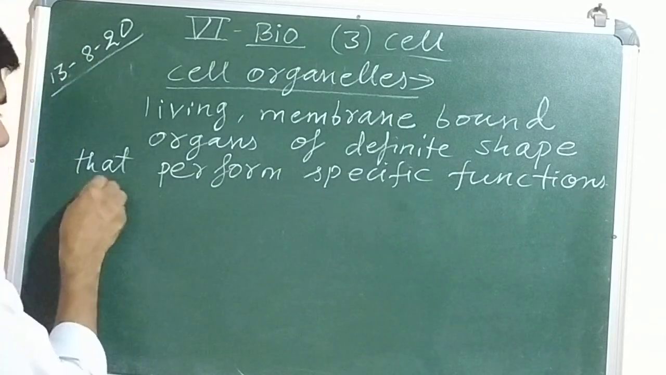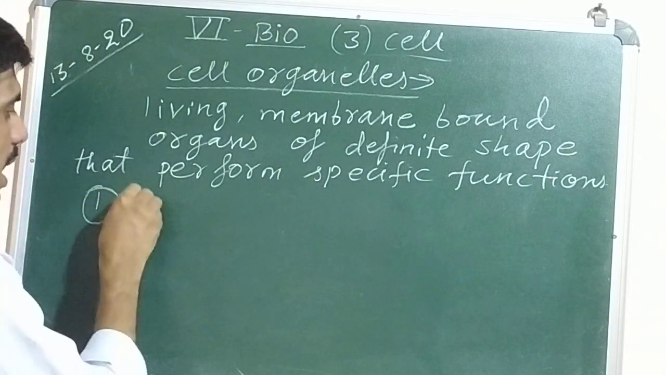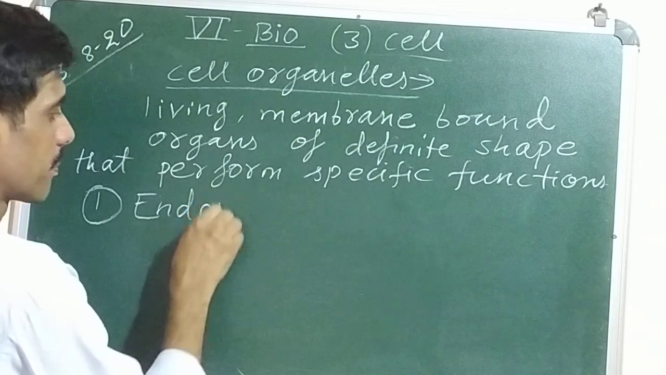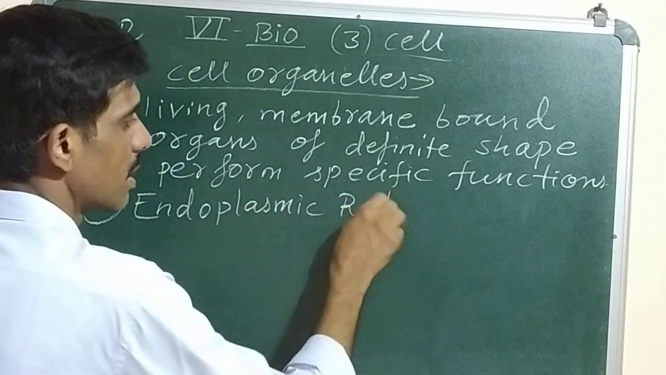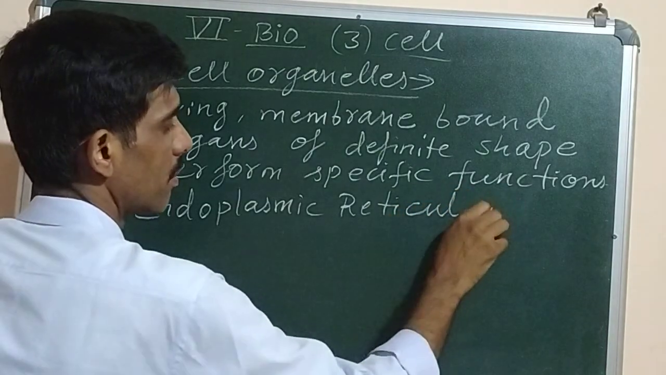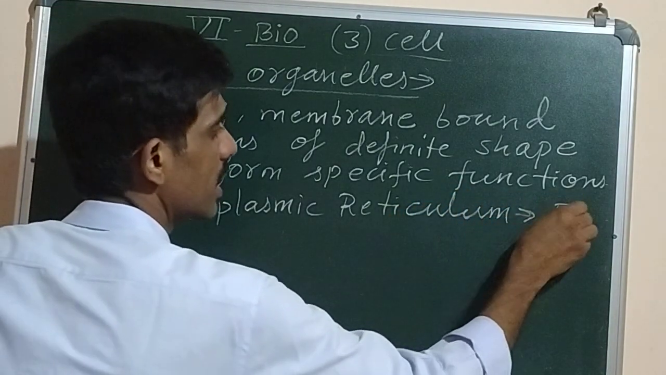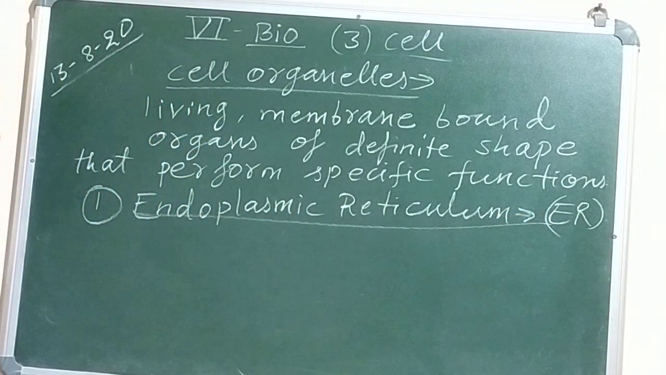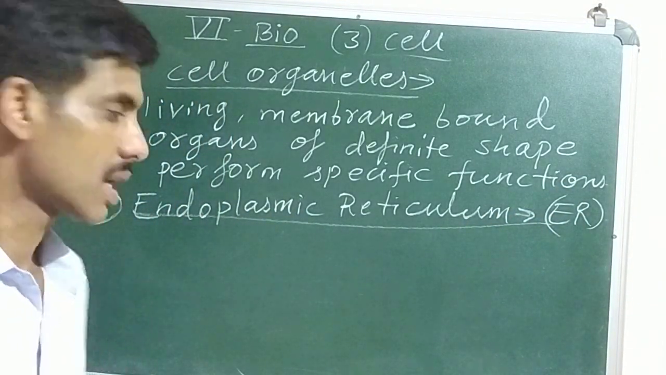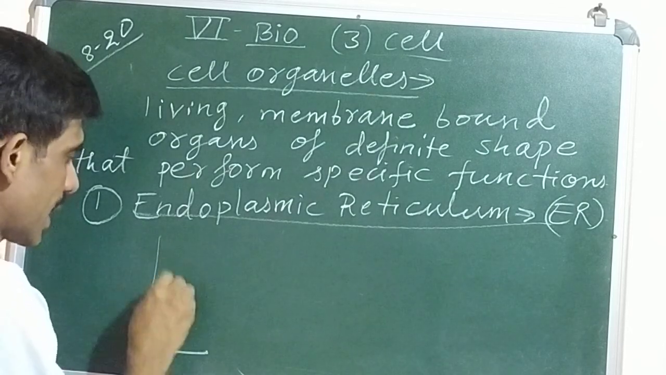So first cell organelle that we have to study is endoplasmic reticulum. In short, it is called ER. E means endoplasmic, R means reticulum. Endoplasmic reticulum is a network. I will just show it, I will not write it.